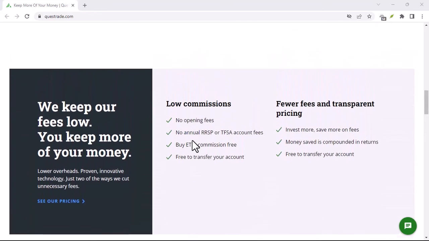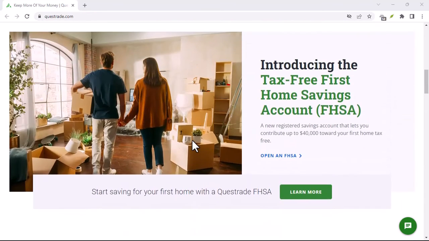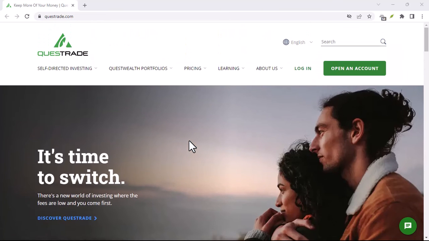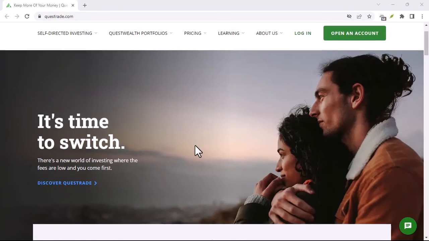So, to answer the question, yes, Questrade does offer mobile apps for trading. They provide a choice to suit different trading styles, from the casual investor to the active trader.